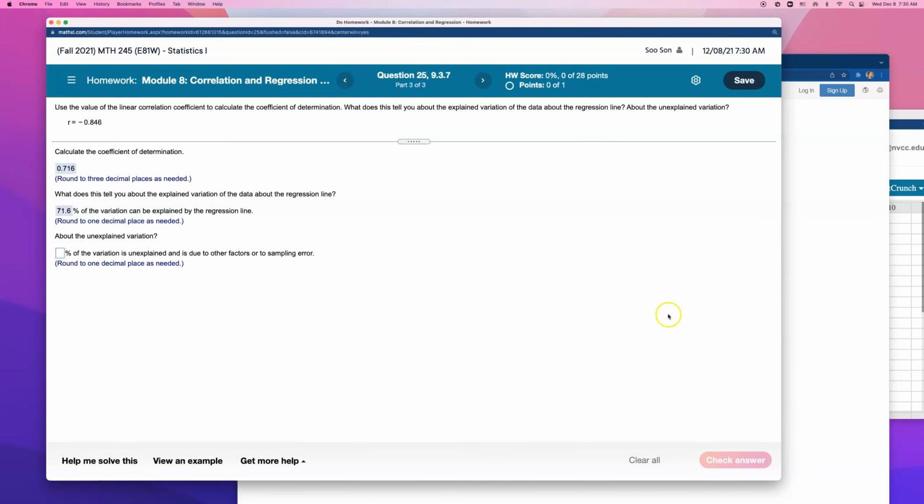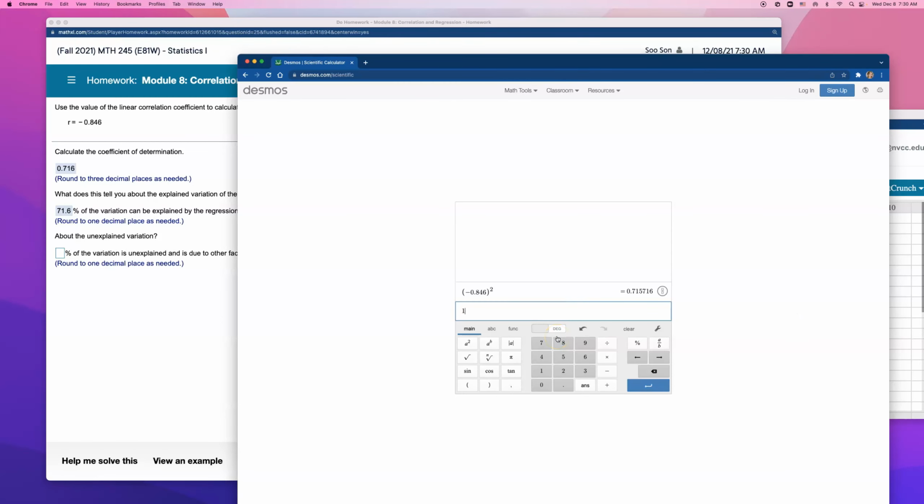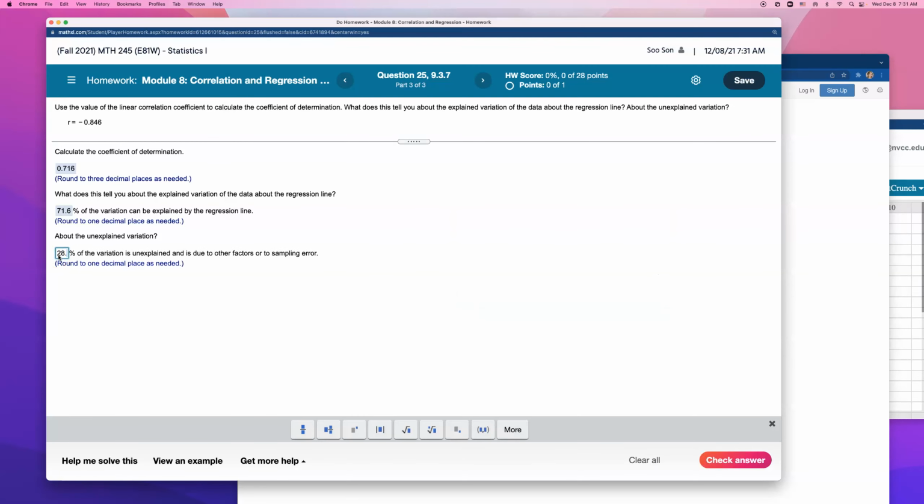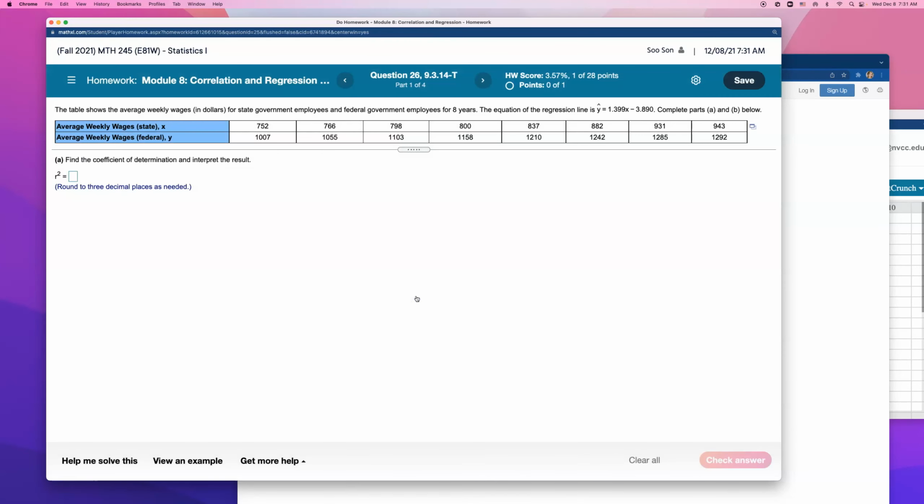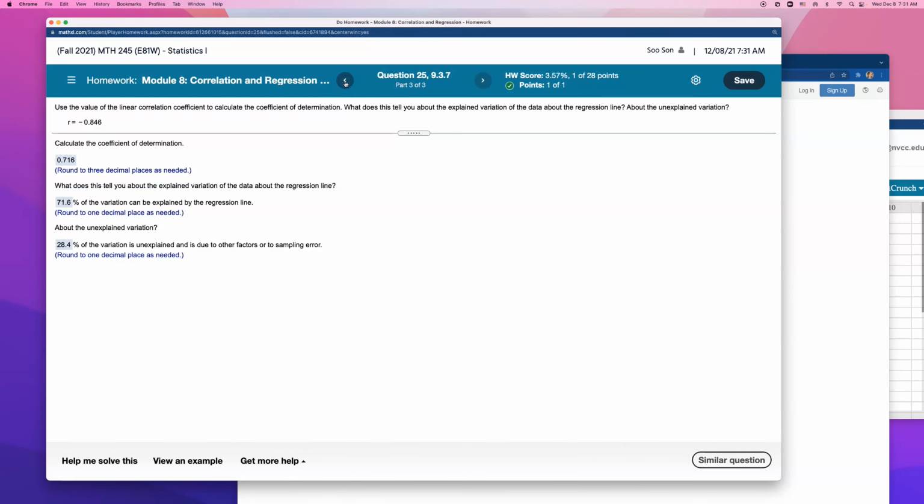So if that much is explained, how much is unexplained? We can check it. We can do 100 minus 71.6, and 28.4 is the unexplained variation. So the formula for unexplained variation is 1 minus R squared. That's the unexplained variation, and in this case, it came out to be 28.4. And they always add up to 100%. Explained variation and unexplained variation add up to total variation. And that's section 3.9.3. So that one was question 25.